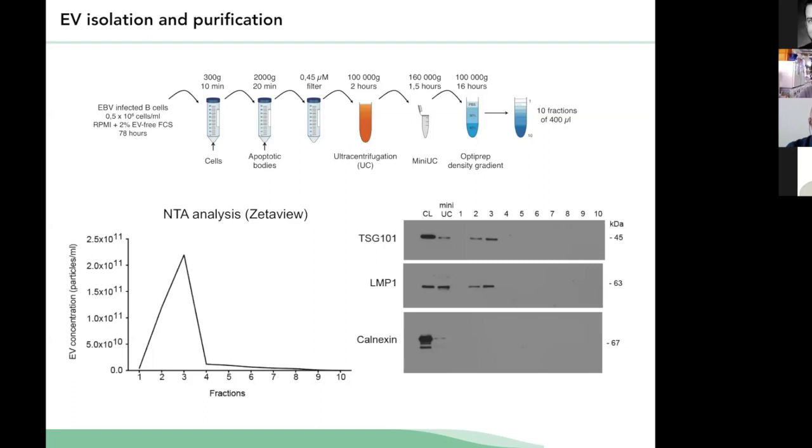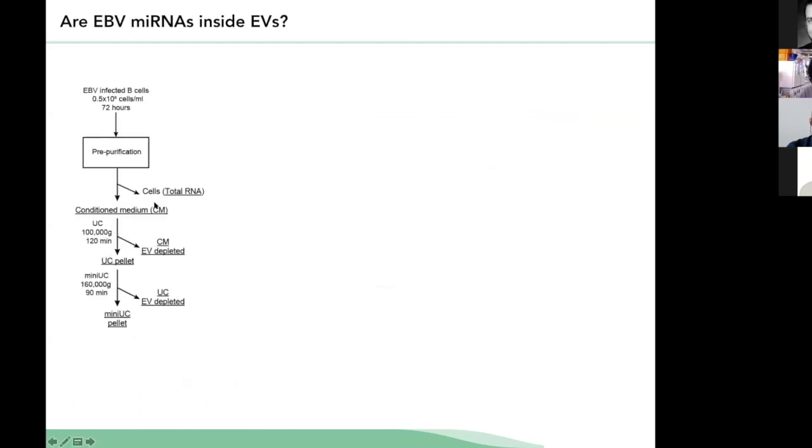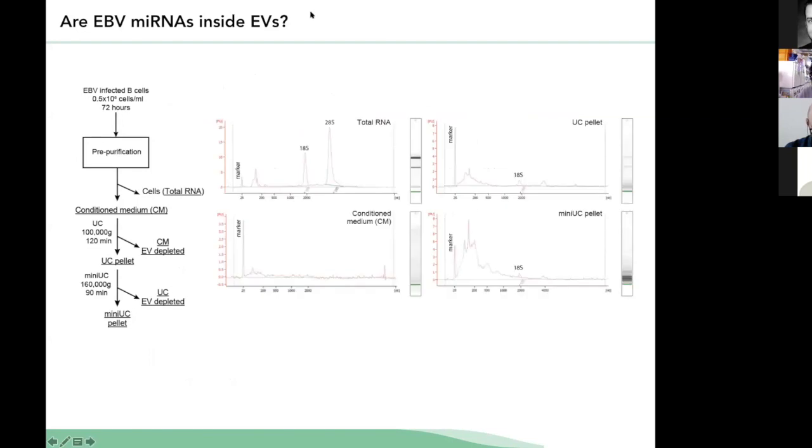As I mentioned, I wanted to characterize the microRNAs inside this preparation. So what I did was purify RNA from each and every step of the purification of the EVs, and then I checked, first of all, the quality of the RNA. This is nice bioanalyzer data from the total RNA, with the two nice ribosomal peaks. And as you go on with the purification, you get more enrichment of the small RNAs, and that's what we observed. With the mini UC, we lose the ribosomal RNA completely, and we had a big enrichment of the small RNAs.